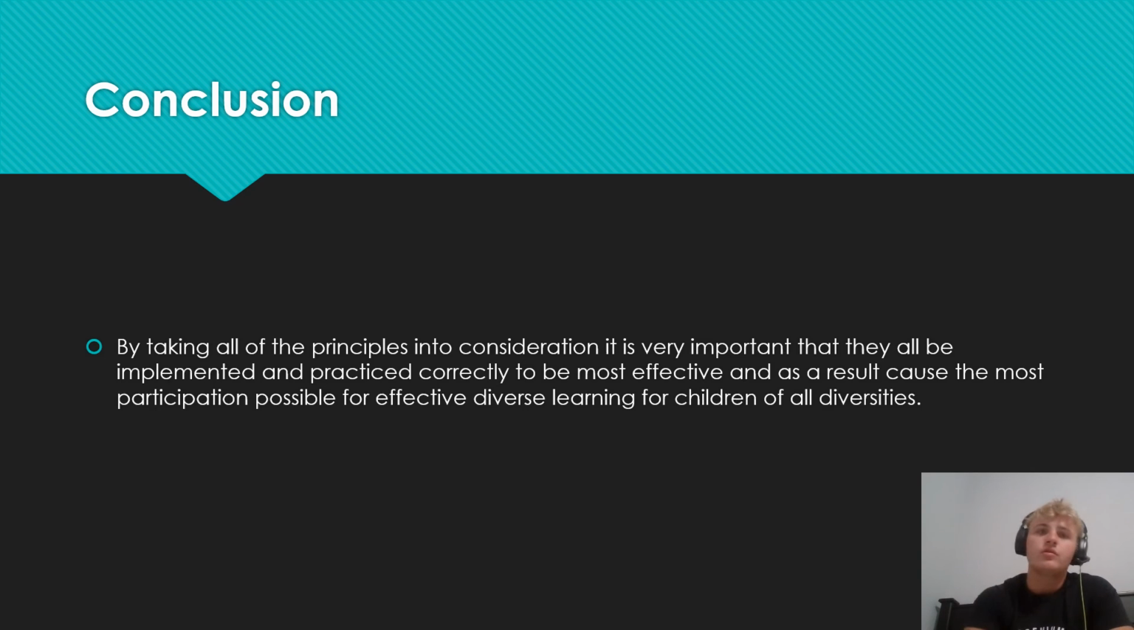In conclusion, by taking all of the principles into consideration, it is very important that they all be implemented and practiced correctly to be most effective and as a result cause the most participation possible for effective diverse learning for children of all diversities, disabilities, etc.